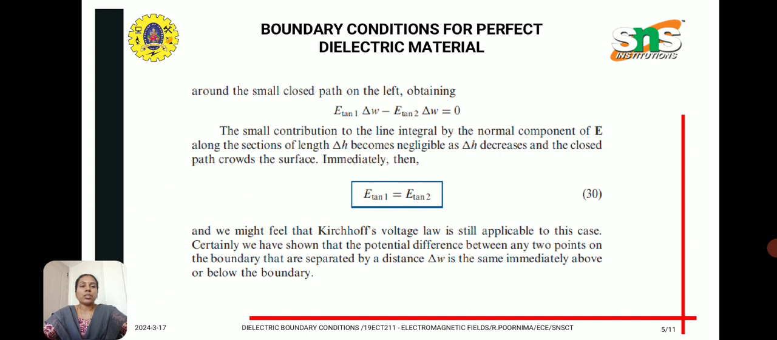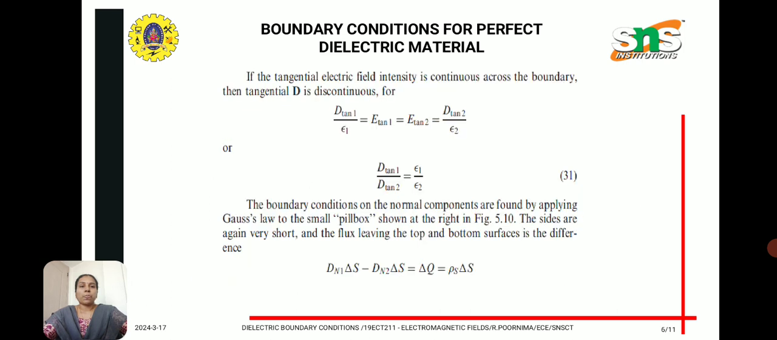So this states that the tangential components of E are continuous across the boundary. In the next case, we consider the D vector. If the tangential electric field intensity is continuous across the boundary, then the tangential D vector, that is the electric flux density, is discontinuous. Using the relation between D and E, we derive tangential D divided by permittivity equal to E tangential 1. So this relation gives the discontinuous components across the boundary.